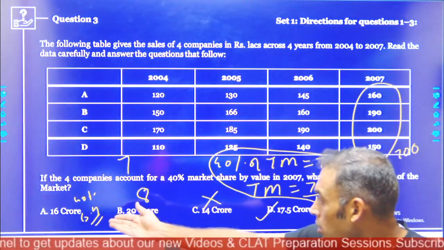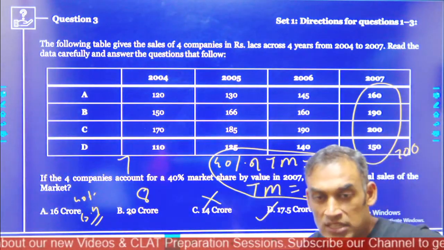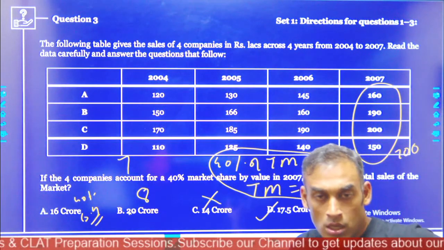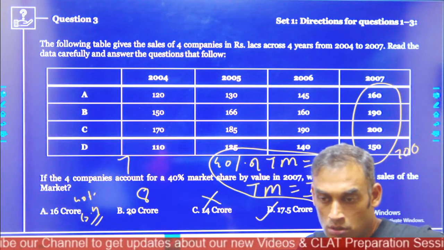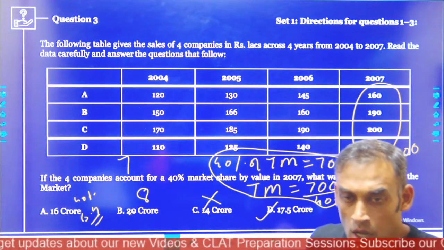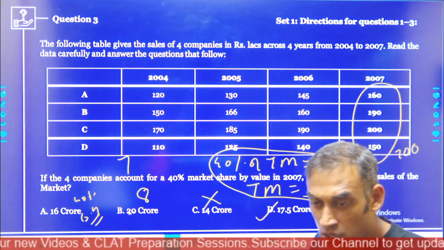I just have to eliminate options. So that's one art that we need to learn in order to be quick with the data interpretation section, right? Okay. Is this clear to you guys?